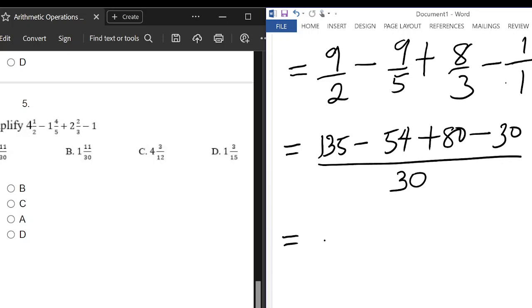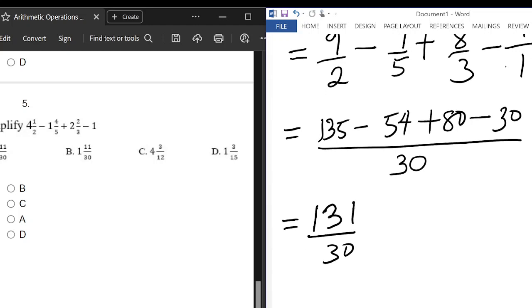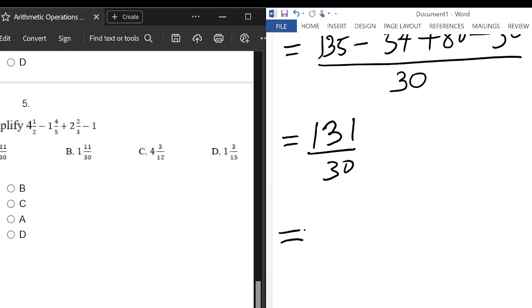So we then perform the operation. That is going to be 135 minus 54. That is 81. 81 plus 80 minus 30, that is 131. 131 divided by what? 30. So let's see what our final answer will be. So we're going to divide 131 by 30, and that gives 4 whole number. 30 times 4 is 120. So 131 minus 120 gives 11. That gives 11 all over what? 30. So that is option A. Option A. That is option A.